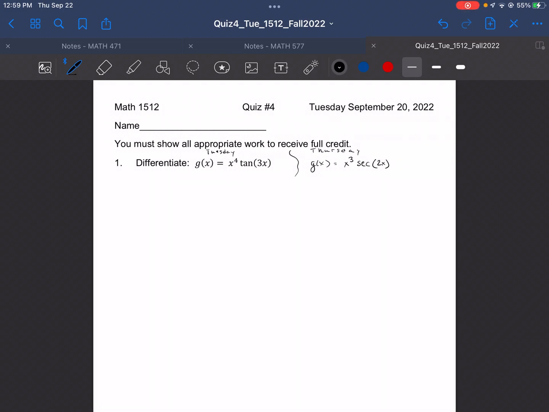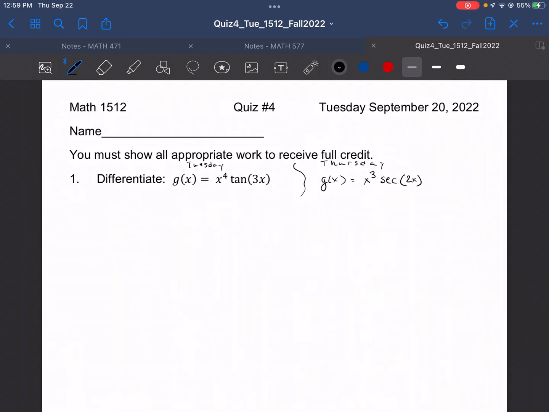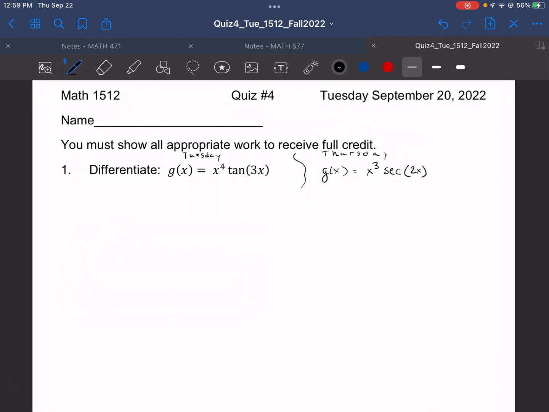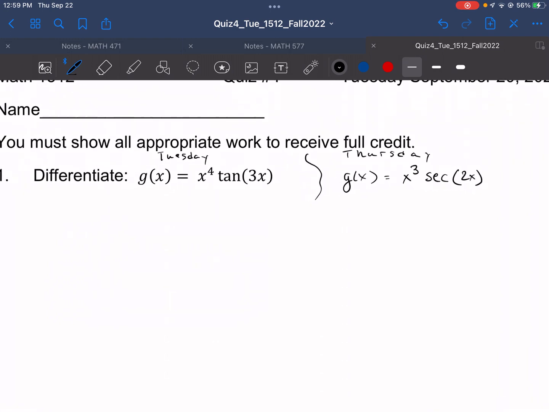Hi everyone, I wanted to make a video going over Quiz 4 from Math 1512 at University of New Mexico, Fall 2022. The problem on both of the exams, number one, was to differentiate some function g of x. On Tuesday, they had the function x to the fourth times tangent of 3x. So to find g prime of x, we see that we have a product of two functions, and in tangent we're going to have to use the chain rule here.